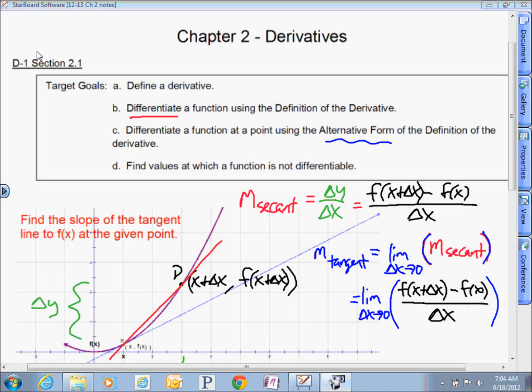Last goal for this first day of Chapter 2: finding values where a function is or is not differentiable. So, not differentiable. Our assumption, first off, should be that a function is going to be differentiable most places, meaning we're able to find the value of the derivative at specific places. Your assumption should be that it pretty much is until you find exceptions. That's kind of the way things are going to go.